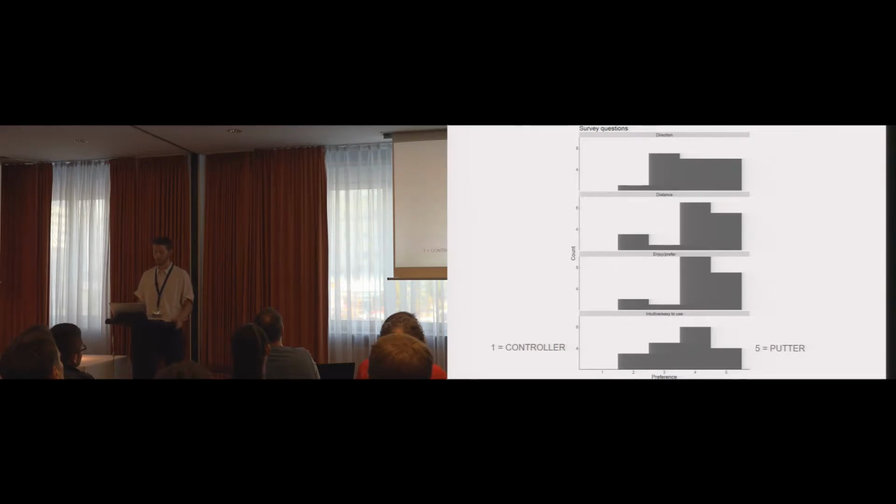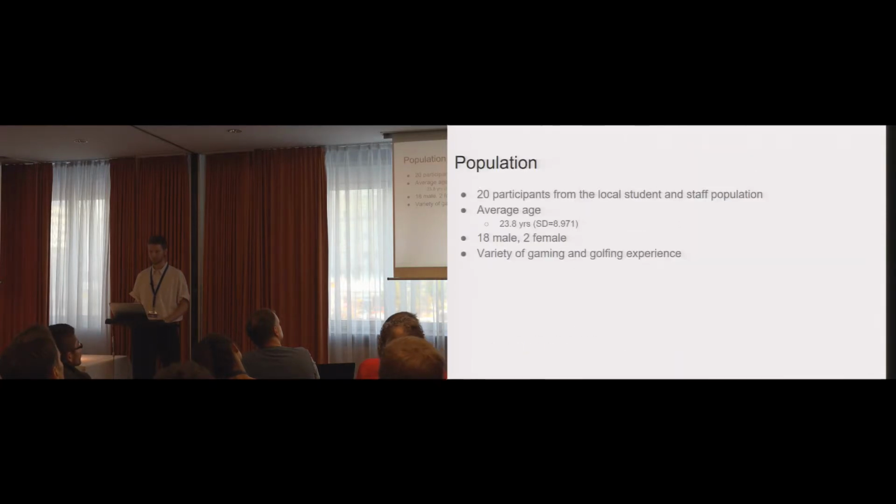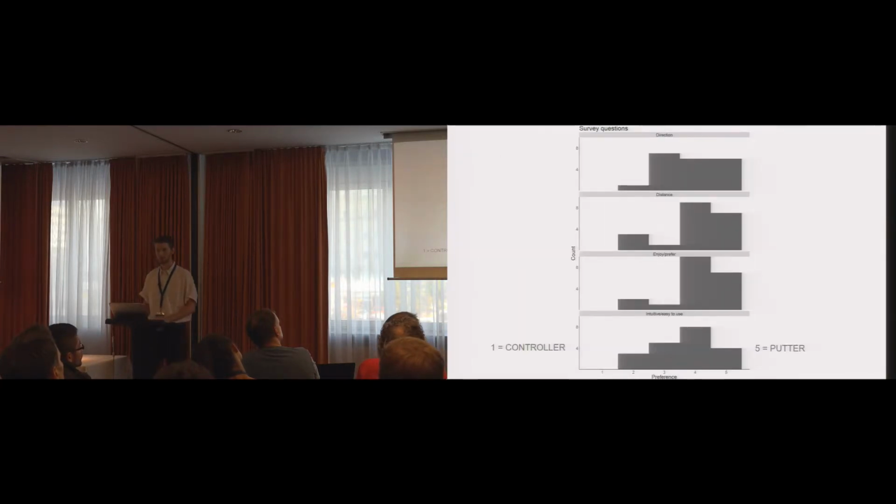So you can see a lot of people answered 3, that they didn't really care which system they thought actually did better. But if they did care, they preferred the putter, which is interesting because the moment of inertia around the vertical axis, the twisting axis, isn't really higher than a controller. But the interaction with the ground, we think, could actually affect that.